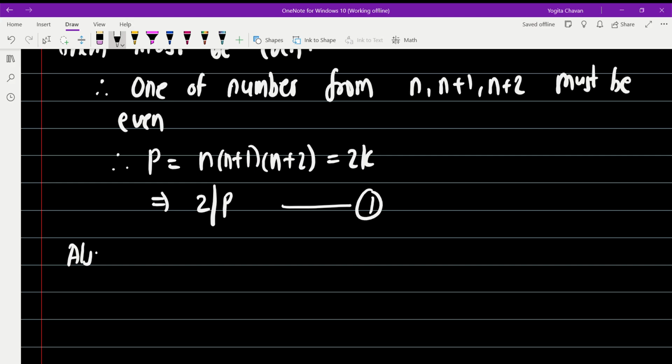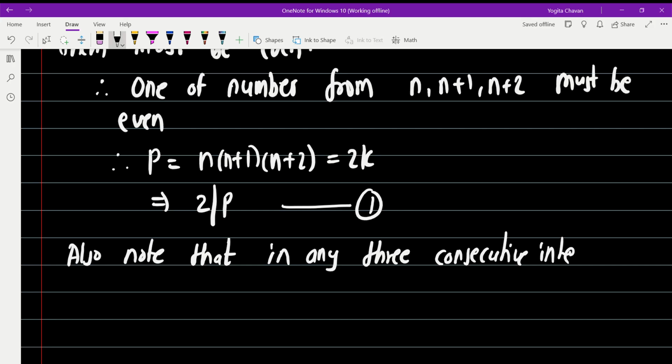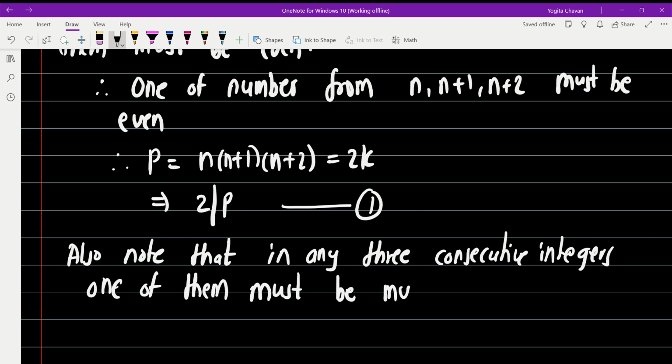Now also note that in any three consecutive integers, one of them must be a multiple of 3. आप कोई भी थ्री कॉन्जिक्यूटिव इंटीजर्स ले लो, उसमें से एक 3 का मल्टीपल मिलने ही वाला है. फॉर एग्जांपल 8 इंटू 9 इंटू 10, तो 9 3 का मल्टीपल है. इफ इट टेक 14 इंटू 15 इंटू 16, तो 15 3 का मल्टीपल मिलता है. 21 इंटू 22 इंटू 23 लिया तो 21 3 का मल्टीपल मिल जाता है. सो कोई भी थ्री कॉन्जिक्यूटिव इंटीजर्स ले लो, उसमें से एक 3 का मल्टीपल होने ही वाला है.